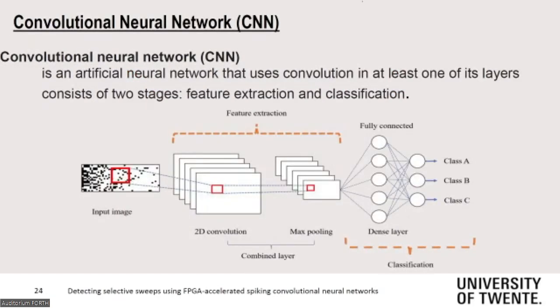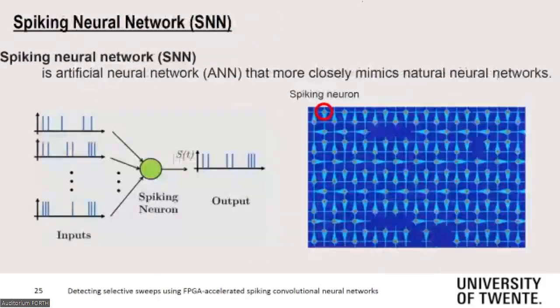Then there are some AI methods. First, a convolutional neural network is a kind of ANN that uses convolution in at least one of its layers, and normally it consists of two stages, feature extraction and classification. And a spiking neural network is a kind of artificial neural network that more closely mimics natural neural networks.